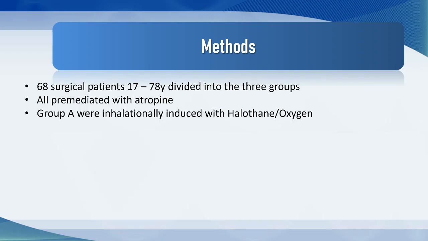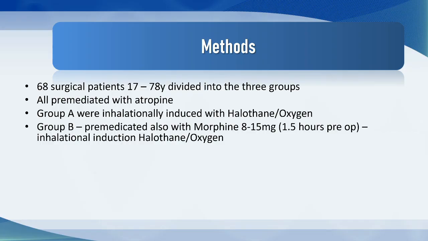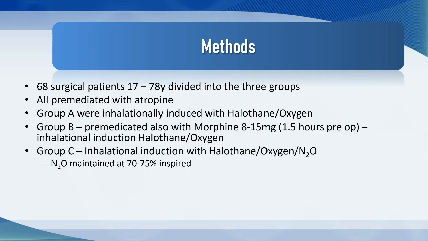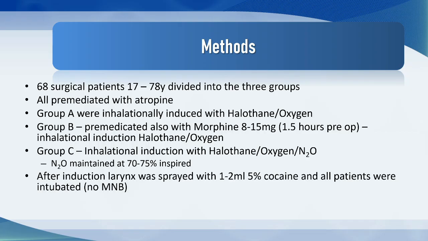Group A were inhalationally induced with a combination of halothane and oxygen. Group B were pre-medicated, and they were also given 8 to 15 milligrams of morphine subcutaneously, 1.5 hours pre-op. And then they got inhalational induction with halothane and oxygen. And Group C were given inhalational induction with halothane, oxygen, and nitrous oxide, and nitrous oxide was maintained at 70 to 75% inspired. After induction, the larynx was sprayed with 1 to 2 mils of 5% cocaine, and then the patients were intubated without neuromuscular blockade.